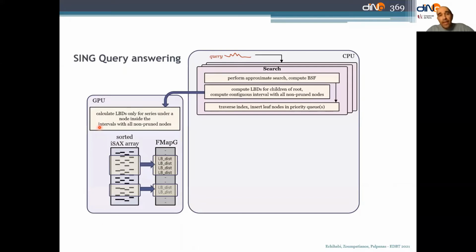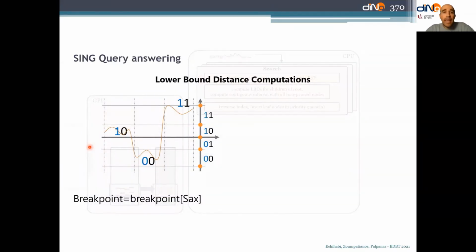Now, the way that SING performs query answering is that it offloads most of the lower bounding distance computations to the GPU. The reason for doing that is because we can fit the iSAX summaries in the GPU. SING also tries to reduce the number of lower bounding distance computations that the GPU will perform by doing a pre-filtering using the iSAX summaries of the index tree. And then after the GPU computes these lower bounds, as I said earlier, we also have a GPU-friendly algorithm for computing these lower bounds.